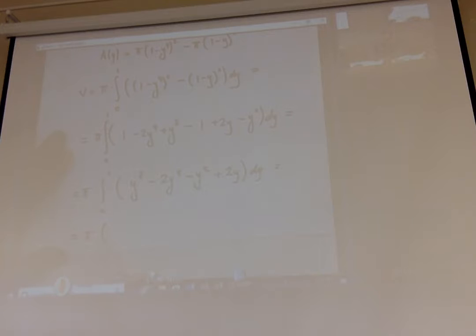Okay, easy to get our antiderivative here, so y to the 9th over 9, minus 2y to the 5th over 5, minus y cubed over 3, plus what?